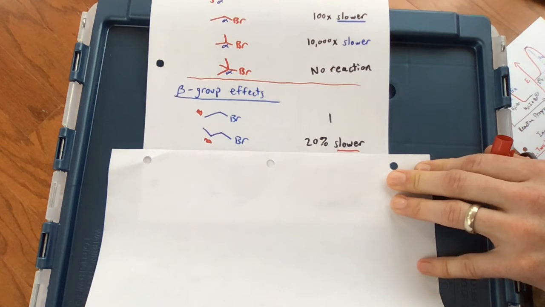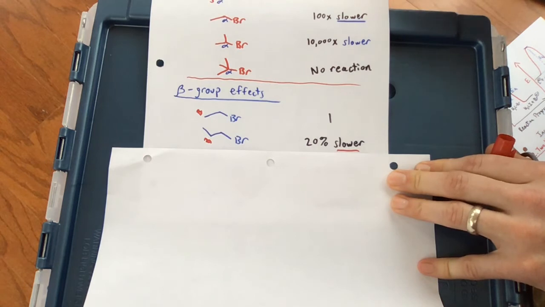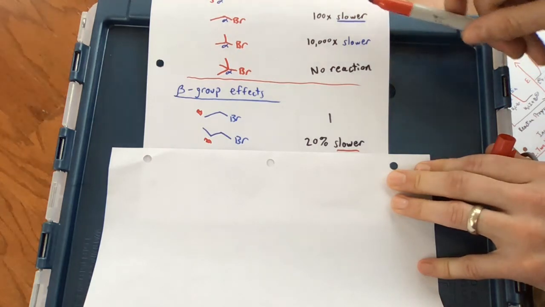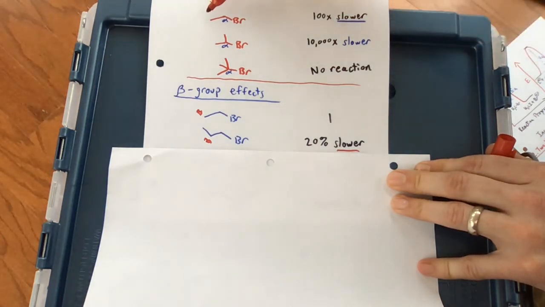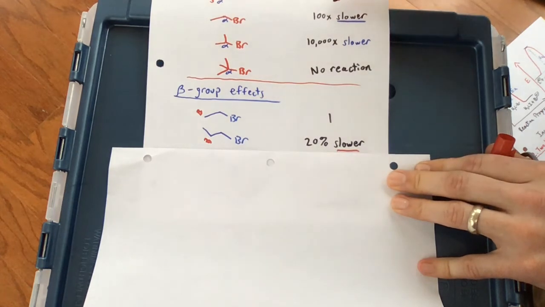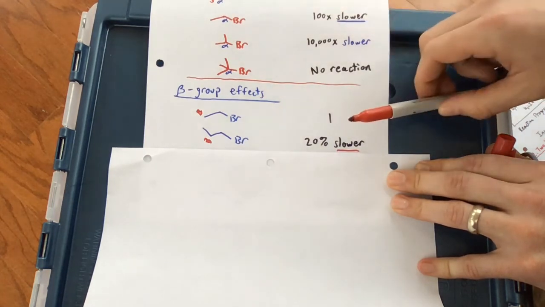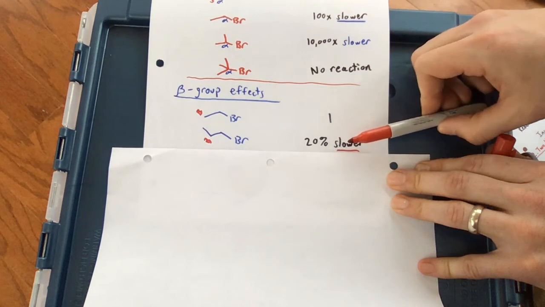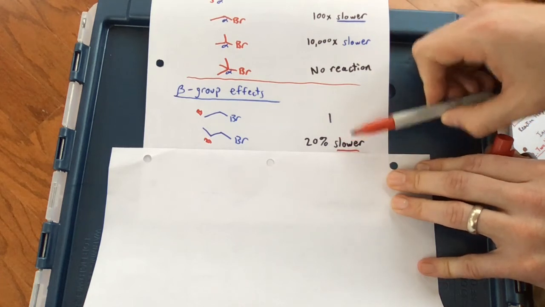So it appears that the beta group already doesn't really do as much as the alpha group substitution, because by putting on an extra methyl group in the alpha position, we had a 100 times slower reaction rate. But in the beta group effects, we see that there's only a 20% decrease in the reaction rate.